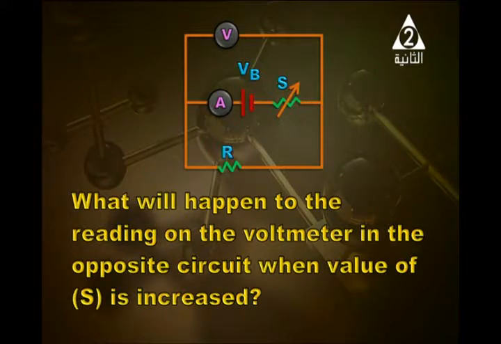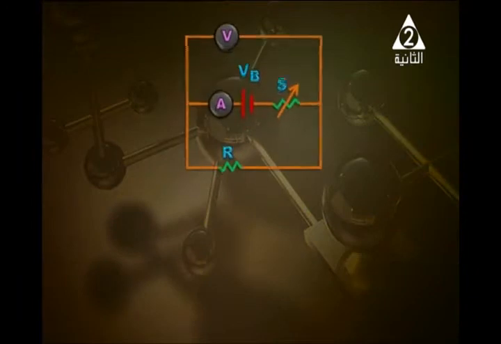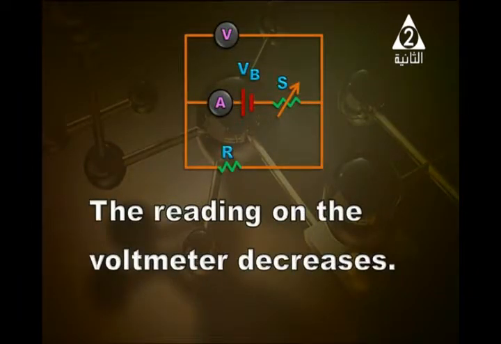The resistance is constant, so the current will determine what will happen to the reading of the voltmeter. When increasing the value of the variable resistance, the current decreases, so the reading will be decreased. So the reading on the voltmeter decreases. Your attention please: the voltmeter in this particular case reads the voltage only on the resistance R.